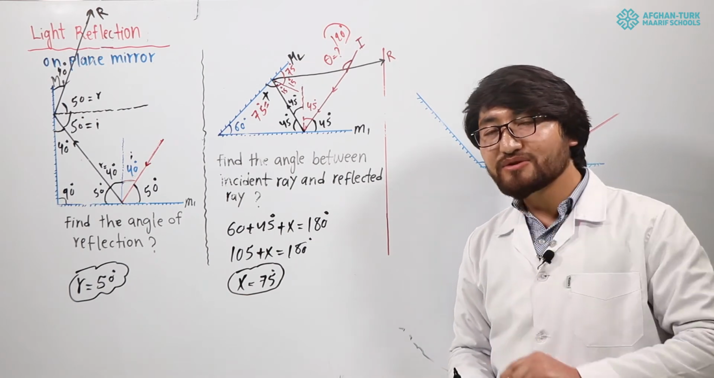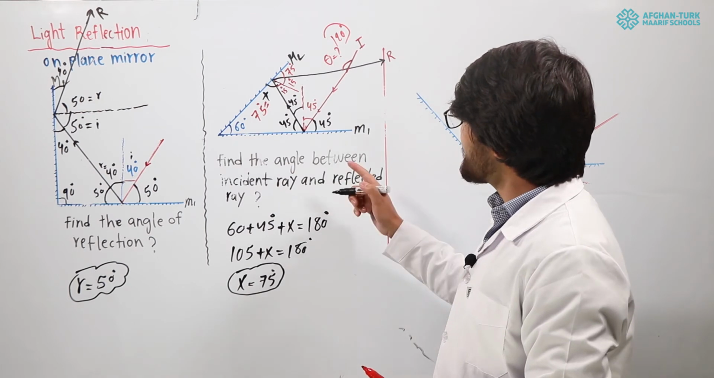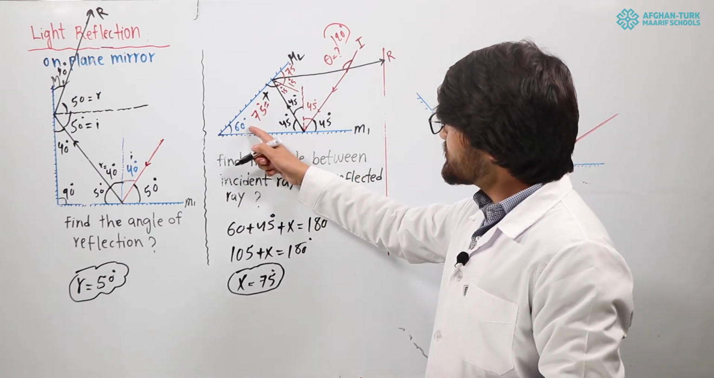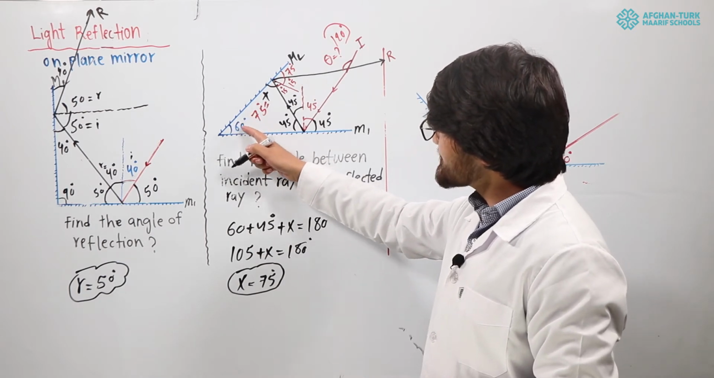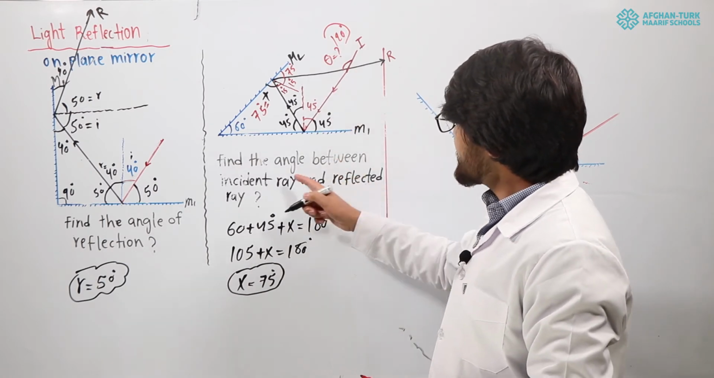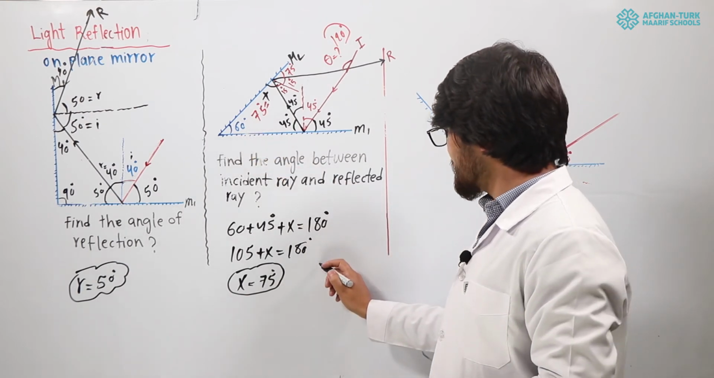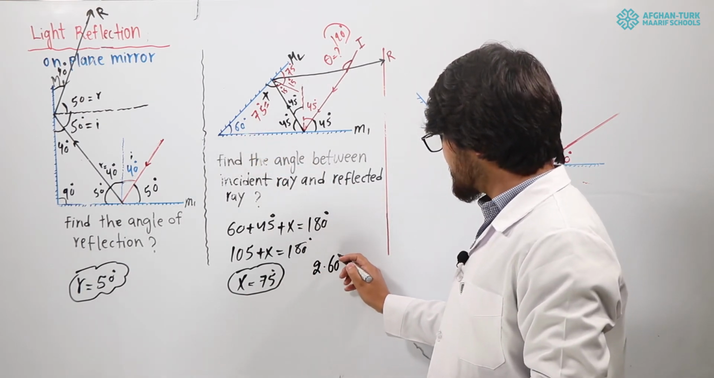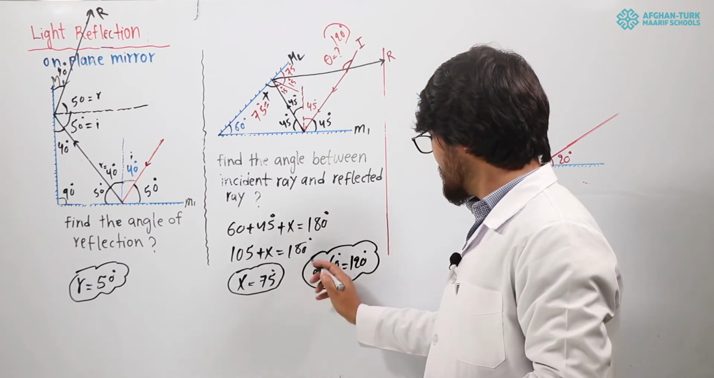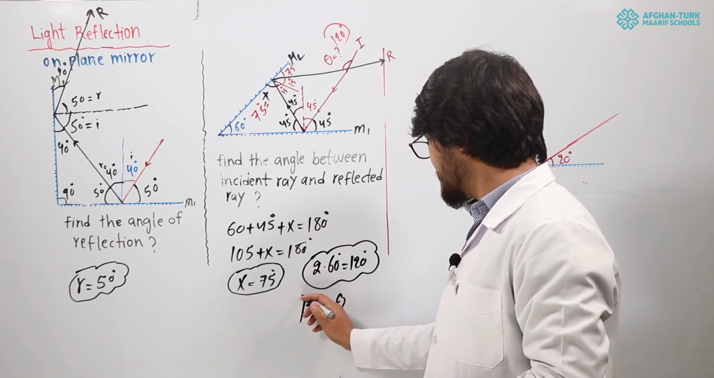Okay, I will tell you the short way how to find the angle between incident ray and reflected ray. Just multiply the angle between the two mirrors by 2. It means the angle between incident ray and reflected ray depends on the angle between two mirrors. It means 2 times 60 is equal to 120. This is the formula, 2 times theta.